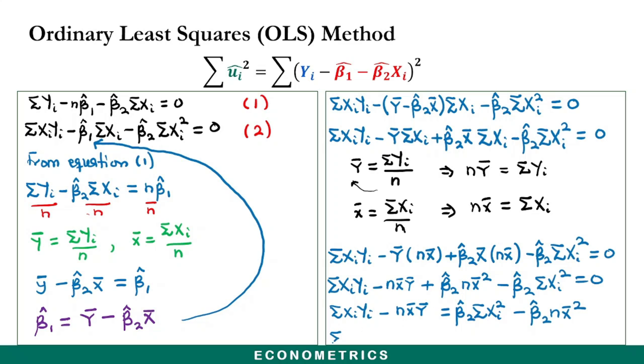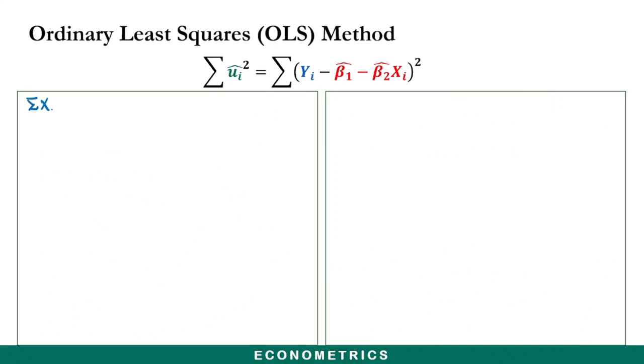Then at this point, we are going to have sigma xi yi minus n x bar y bar equals, then we go ahead and factorize the beta 2 hat out. So beta 2 hat, we factorize it out, and we are left with sigma xi squared minus n x bar squared. So if we want to find only beta 2, then we have to divide both sides by the coefficient of beta 2, okay? So in that case, we have sigma xi yi minus n x bar y bar would be equal to beta 2 hat times sigma xi squared minus n x bar squared.